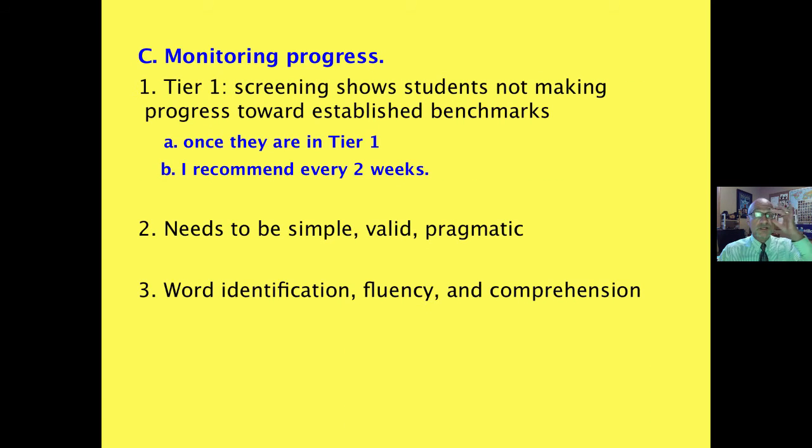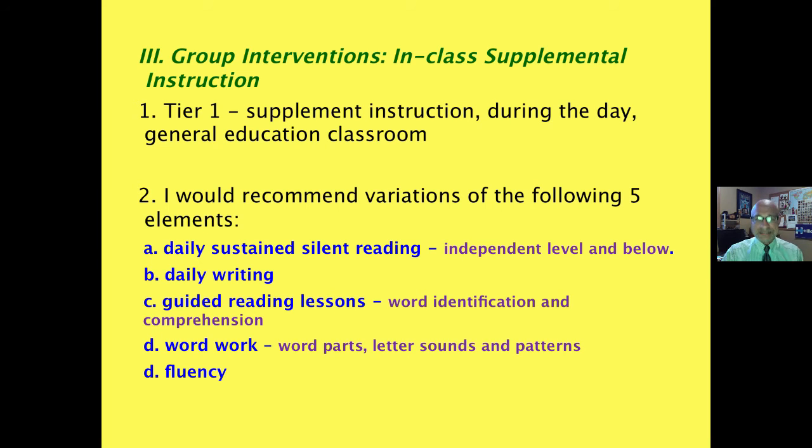Monitoring in Tier 1: the screening shows students who are not making progress towards the established benchmark. Once they are identified, you should be monitoring progress, and I recommend every 2 weeks, and I'll show you some ideas. Progress monitoring needs to be simple, valid, and pragmatic, and it should be related to the 3 deficit areas: word identification, fluency, and comprehension, and we'll be looking at that.